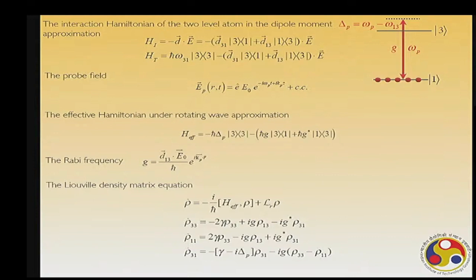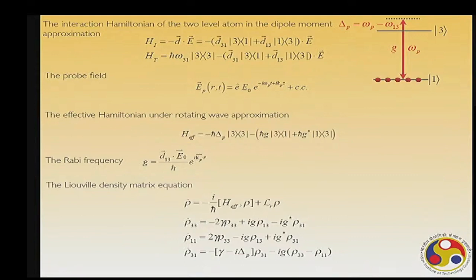Now you can see the Hamiltonian, which is h cross delta_p |2><2| minus h cross Omega, known as the Rabi frequency. So Rabi frequency means the frequency at which the atom oscillates from ground state to excited state, and again comes down from the excited state to the ground state. That frequency is called the Rabi frequency, and it is defined as the dipole moment dot the incident electric field by h cross. And you also have the e to the power i k dot r. Since we are working in the dipole moment approximation, this e to the power i k dot r you can safely write as 1.